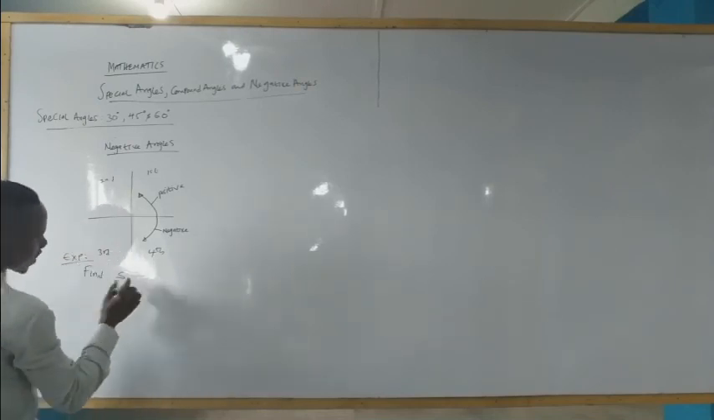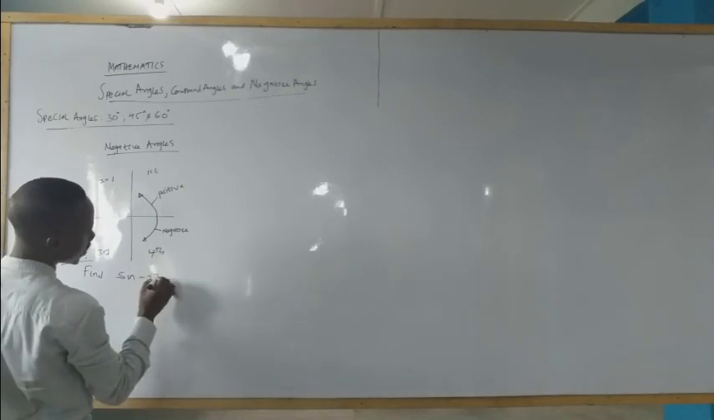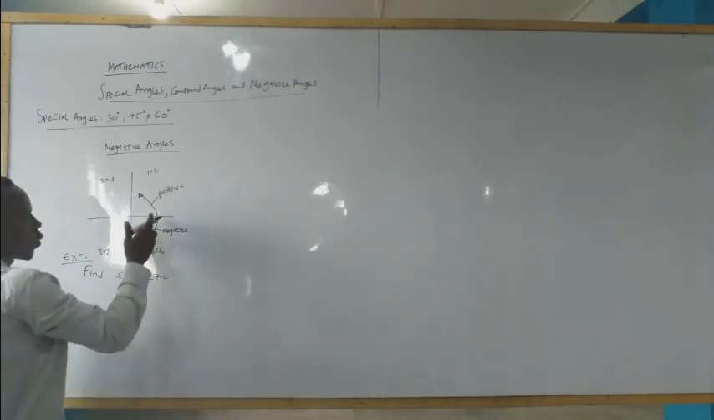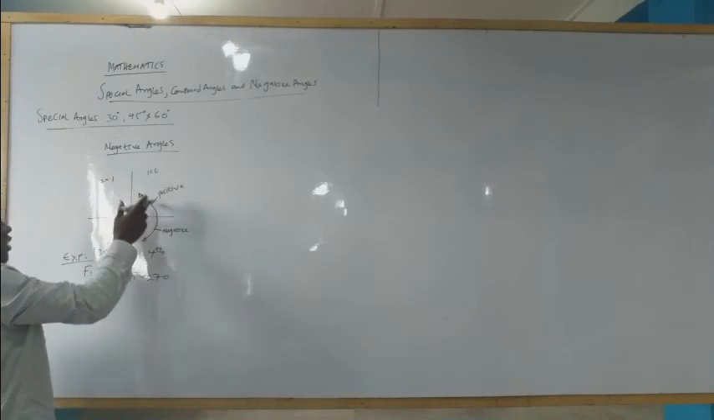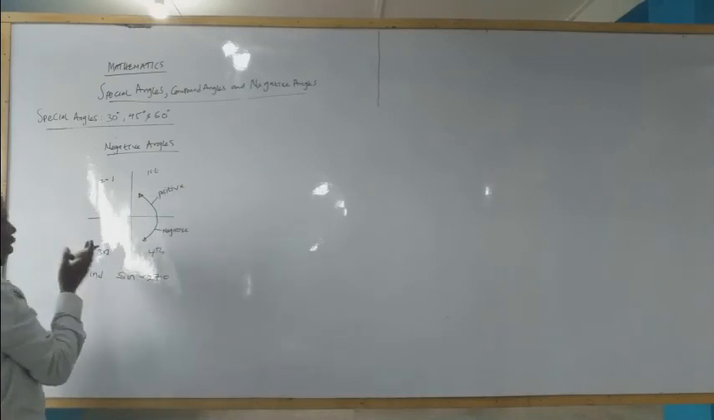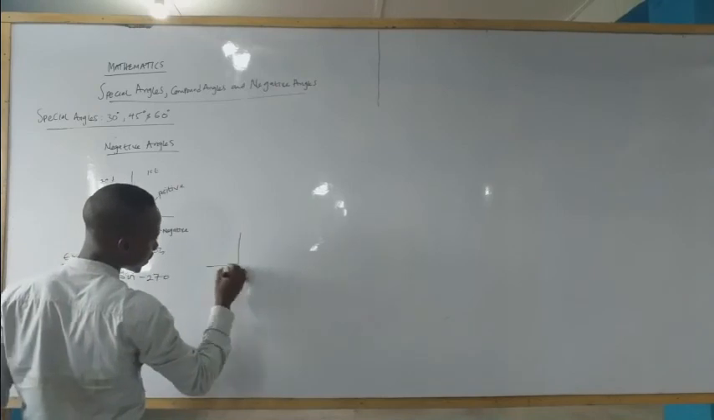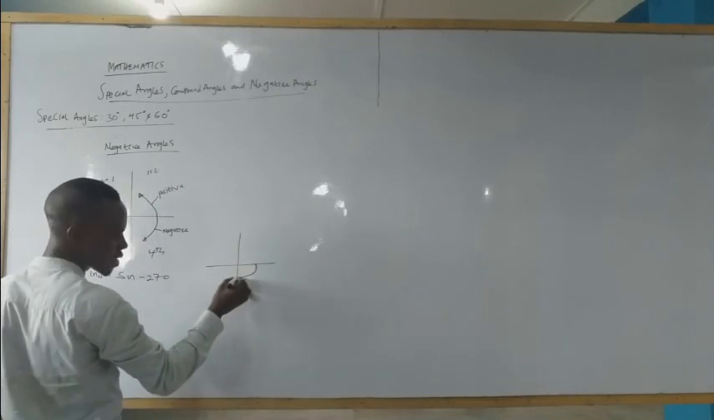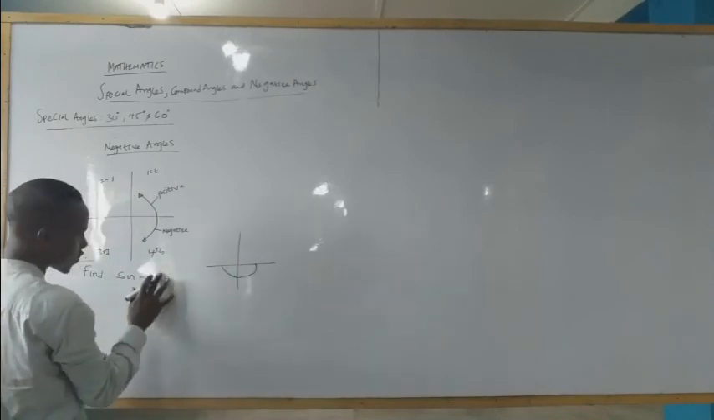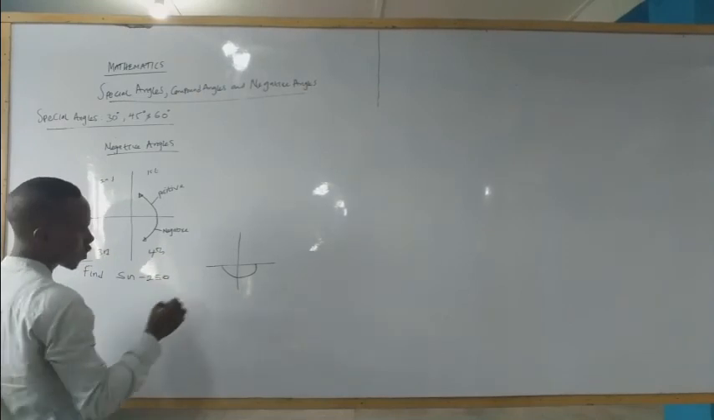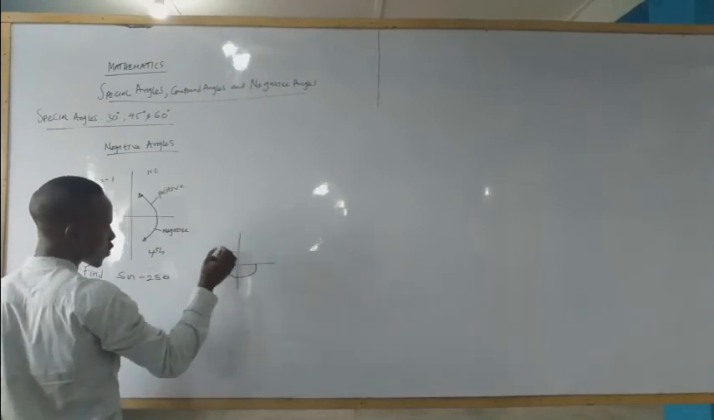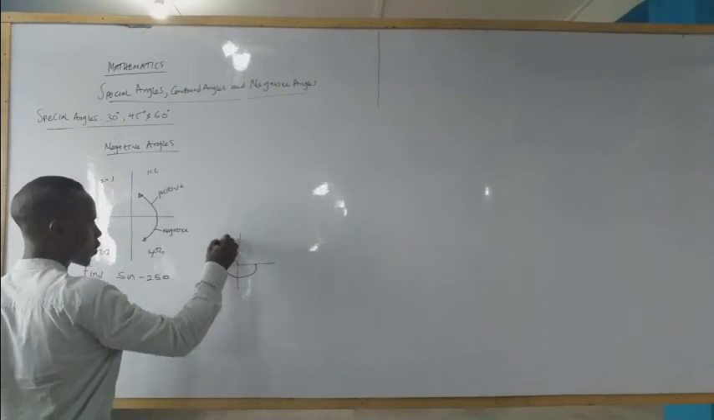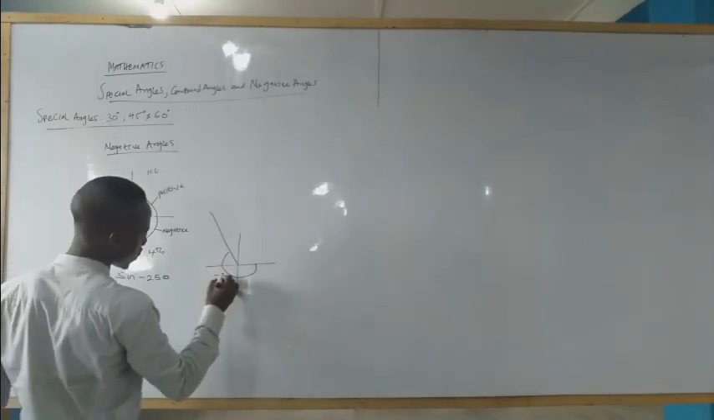Find sine minus 270. To get this, we are not coming this way because this is for a positive angle, while this is for a negative angle. To get this on the coordinate, it will start from here. Negative sine minus 270, 90, 180. So let me make it 250. 90, 180. Then 250 will be here. This is a negative angle, minus 250.